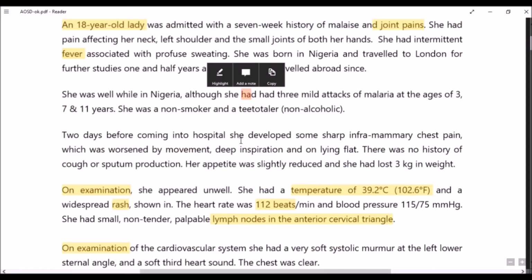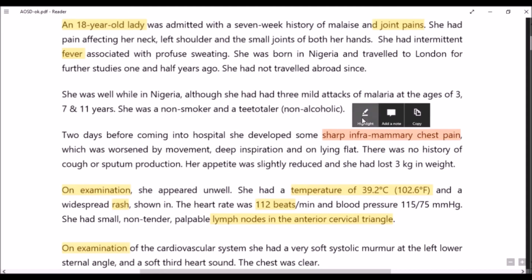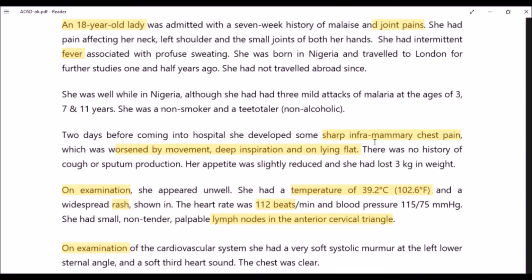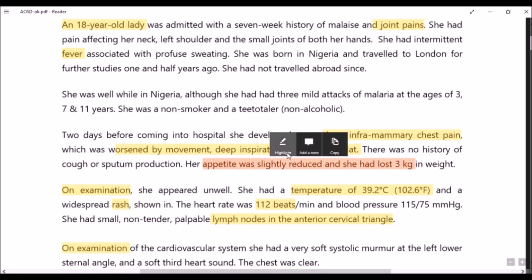2 days before coming into the hospital, she developed some sharp inframammary chest pain, which was worsened by the movement, deep inspiration, and on lying flat. So sharp inframammary chest pain with the movement and deep inspiration, lying flat, are consistent with the pericarditis. There was no history of cough or sputum production. Her appetite was slightly reduced, and she had lost 3 kg in weight. So, because the appetite is reduced, some weight loss is evident, alright?